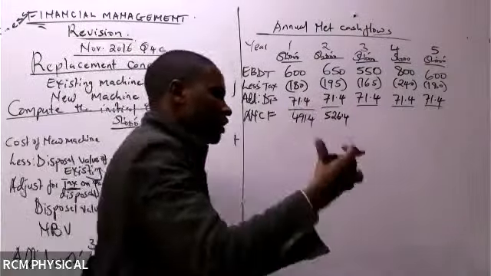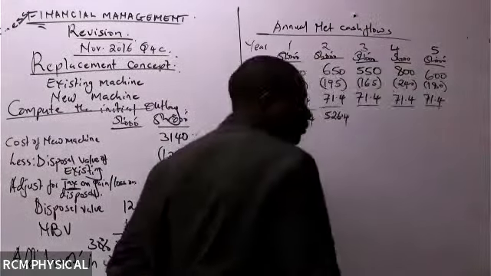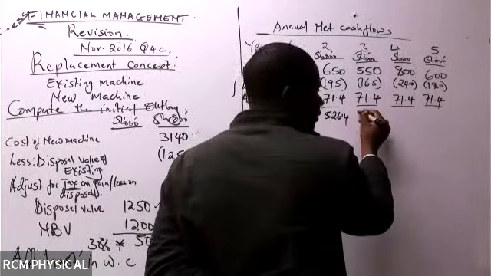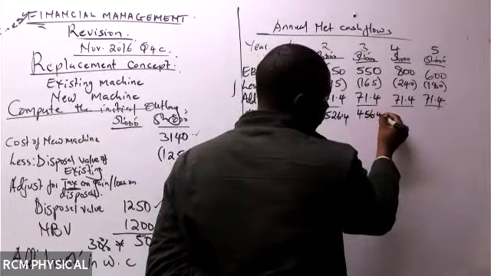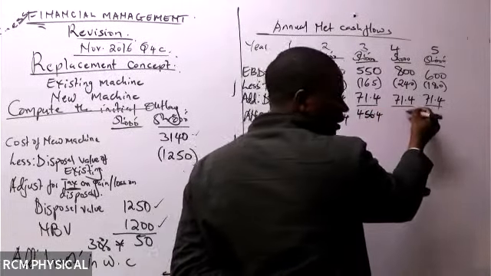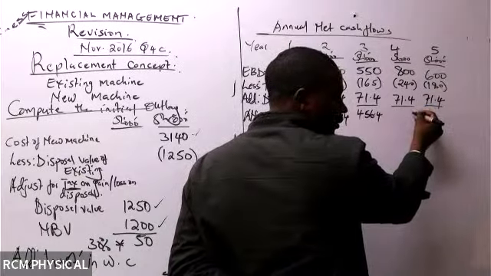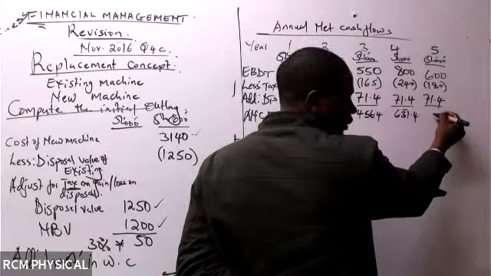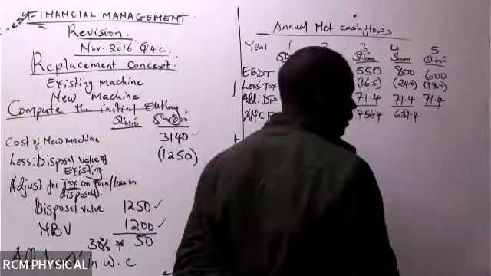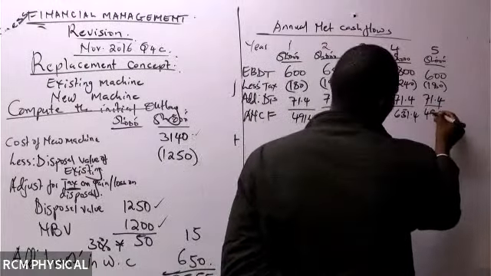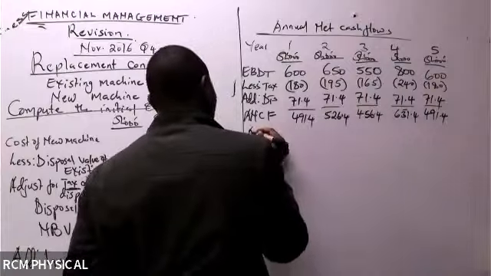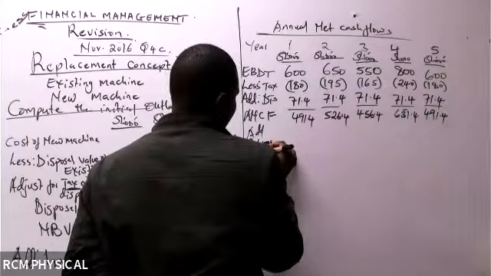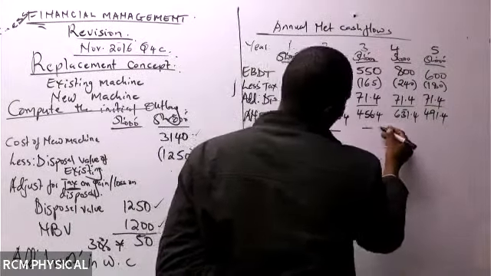Almost there really, 631.4 for the last one. So the last one is 631. Then you add salvage value. It will be found in the last year.